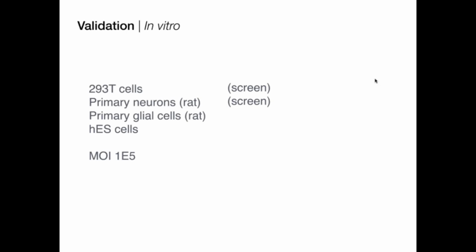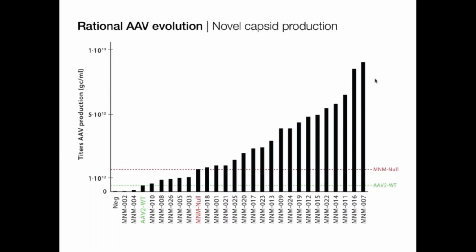So we started by validating these in vitro. And we did this in 293T cells and primary neurons, the same where we screened. We also used primary glia from rat and human embryonic stem cells. So the first thing we did was to see that we could produce all of our capsids in a fairly efficient way. And you can see here, this is one production round, so there are no error bars. But you can see in green, we have the AAV2 wild type, and most of them could be produced with the same or higher efficiency than the parent AAV2 wild type.